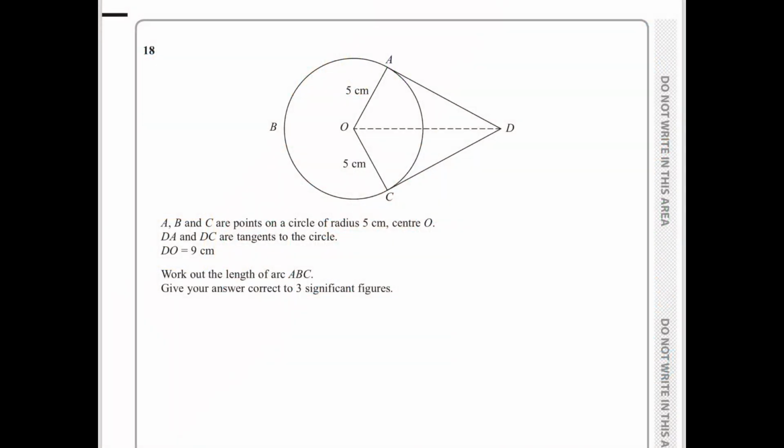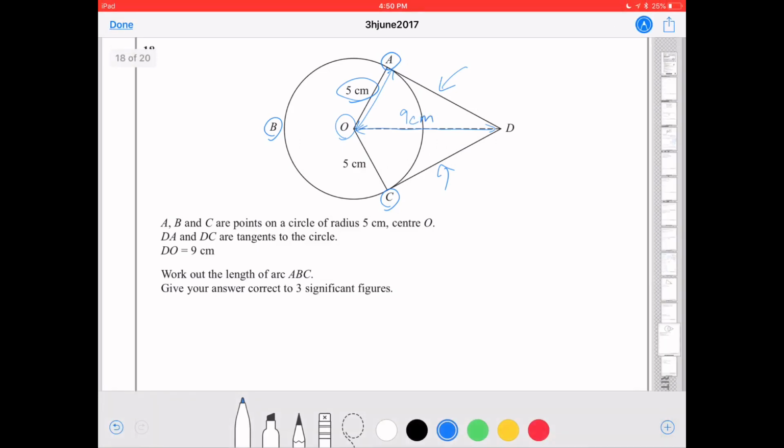Today, I'm going to try a GCSE high tier math question. The question is, A, B, and C are points on a circle of radius 5 centimeter and center O. DA and DC are tangents to the circle, and DO is equal to 9 centimeter. So work out the length of arc ABC and give your answer correct to three significant figures.